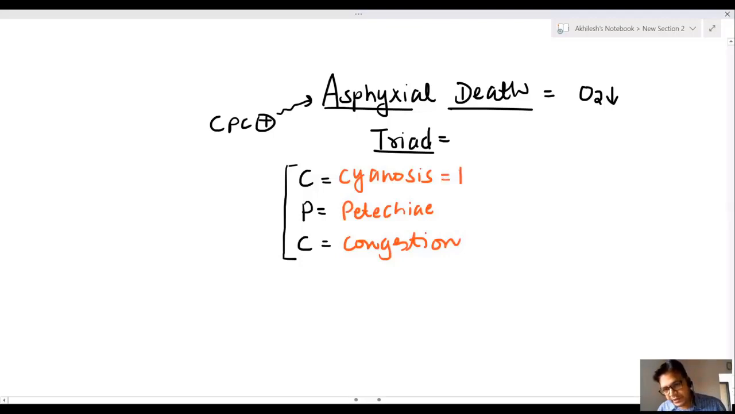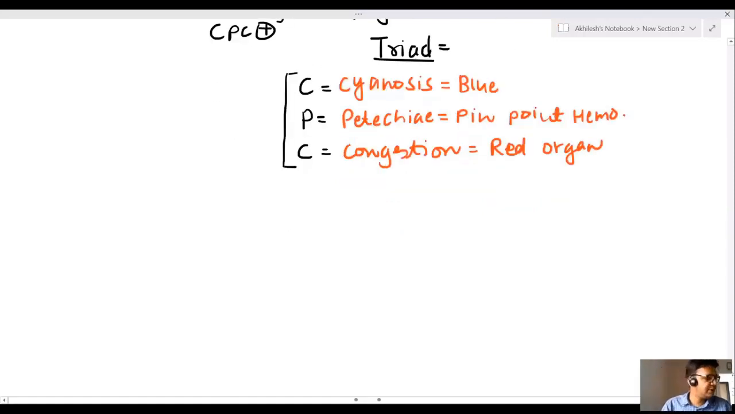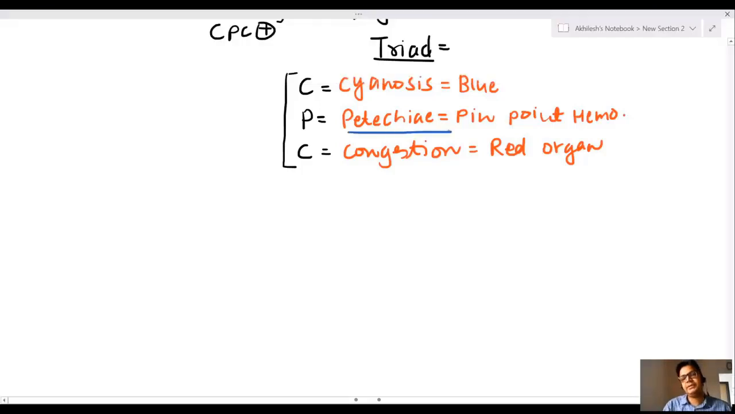Cyanosis, everyone knows, is bluish discoloration. Petechiae are pinpoint hemorrhages. Congestion means red organs, red skin. This is known as CPC. Cyanosis is bluish coloration of mucous membrane and skin. Now sir, petechiae. Petechiae are pinpoint hemorrhages. One type of petechiae is known as Tardieu spots.